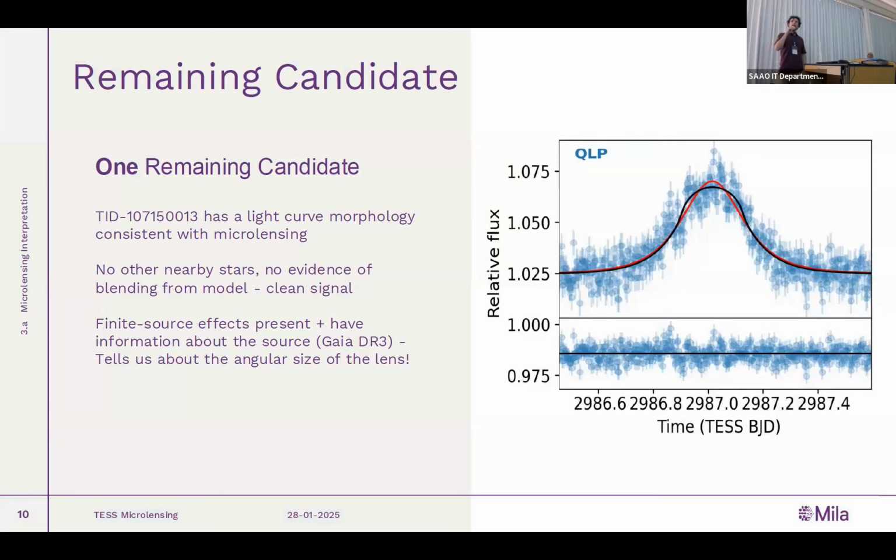So the remaining candidate has a light curve morphology that is consistent with microlensing. In particular, it is better described by a finite source point lens model.